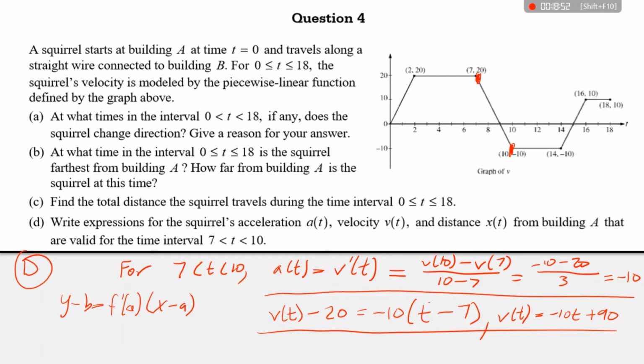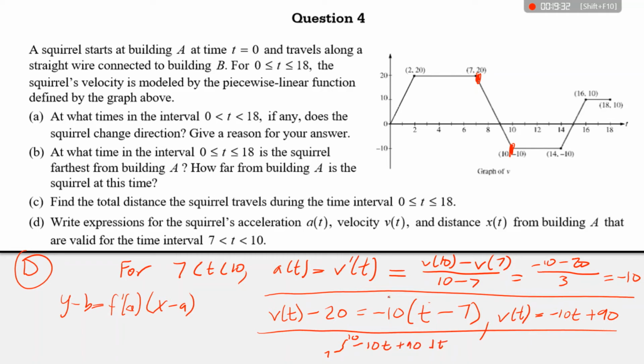So displacement is integration from 7 to 10. Okay, we'll start there. So integral from 7 to 10 of v(t), which we just found an equation for. So that's the integral from 7 to 10 of negative 10t plus 90 dt.